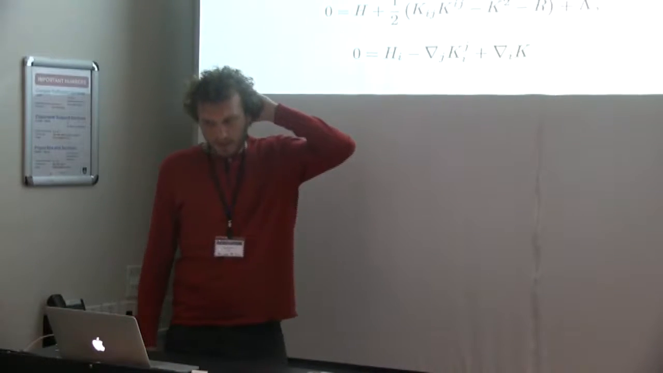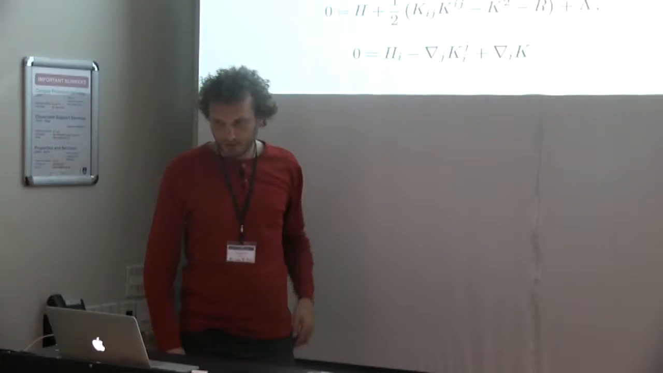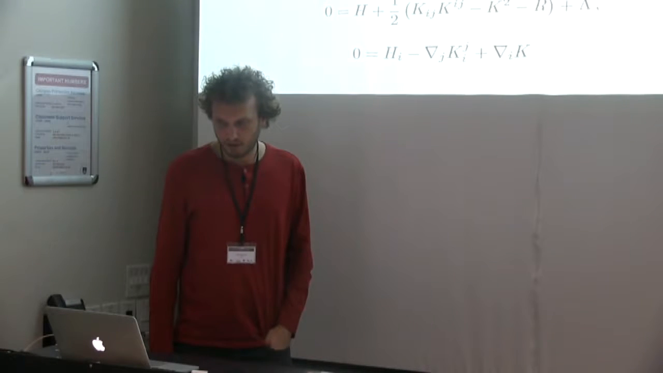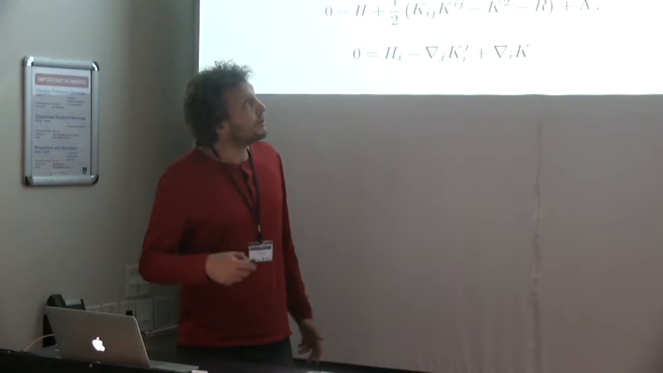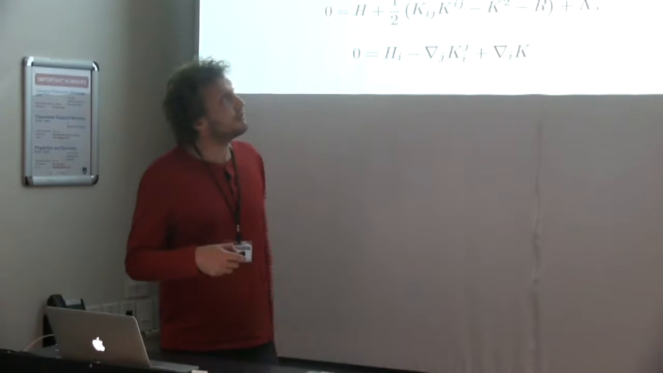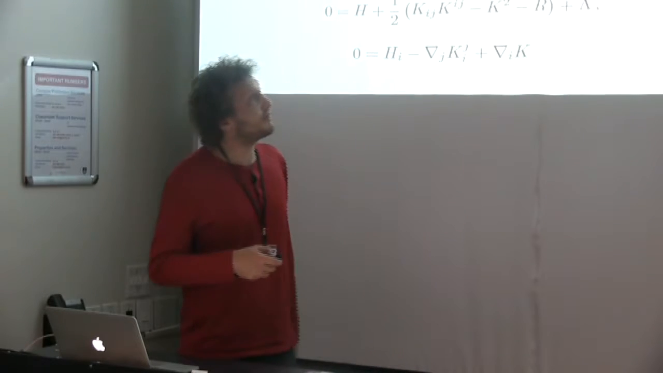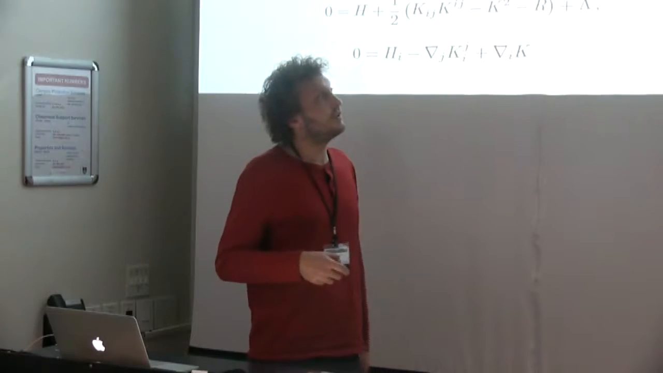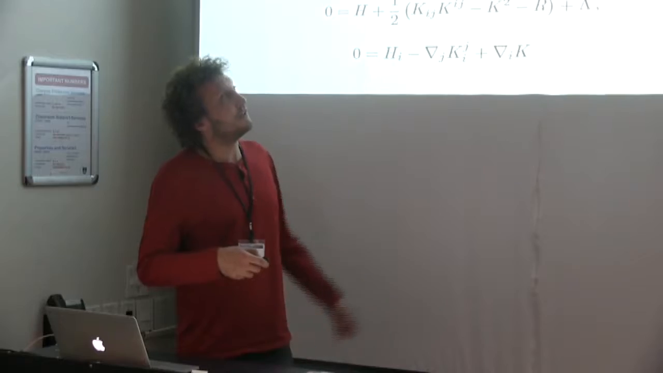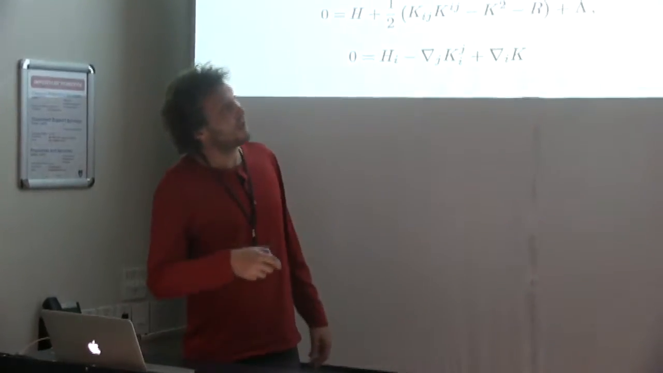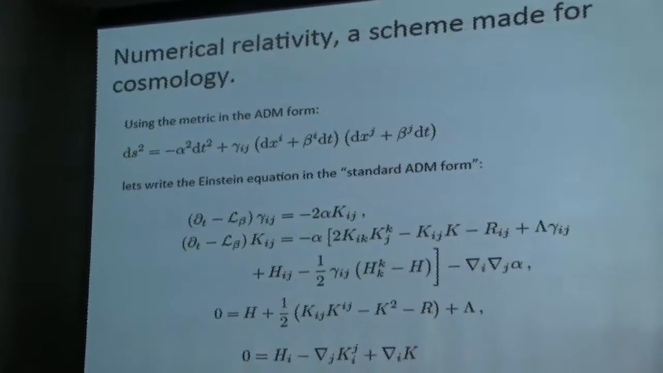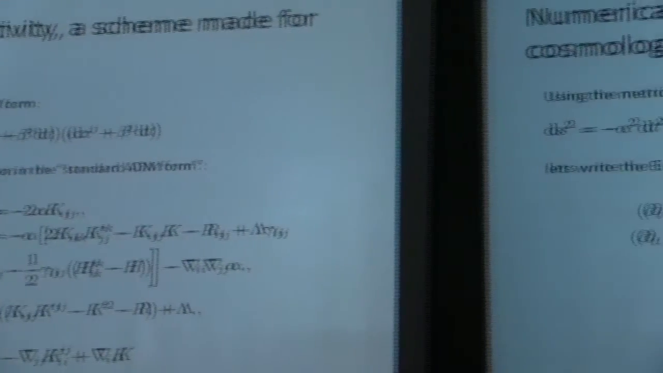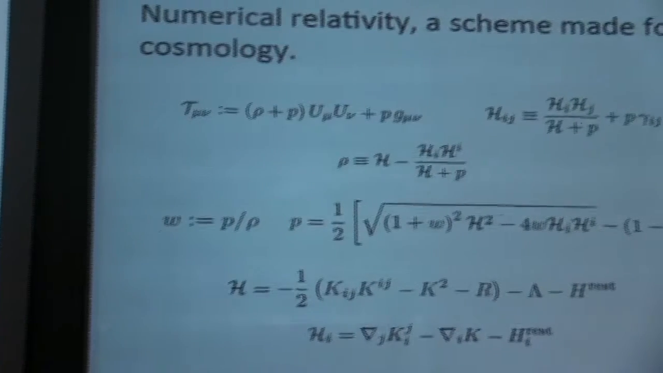So basically it's a very standard starting point, and then it starts to be a bit tricky. So the idea is we start with the usual form of the metric. You write out the Einstein equation. In the standard ADM form, you get those equations. That's basically the same equation that Elisa had shown. Probably I think it's exactly the same one.